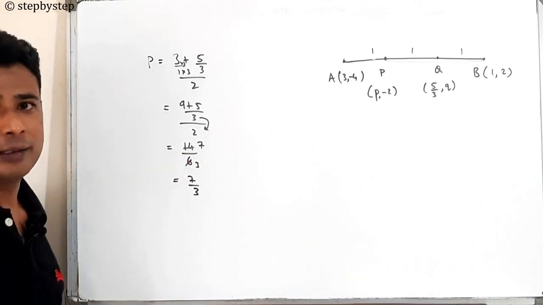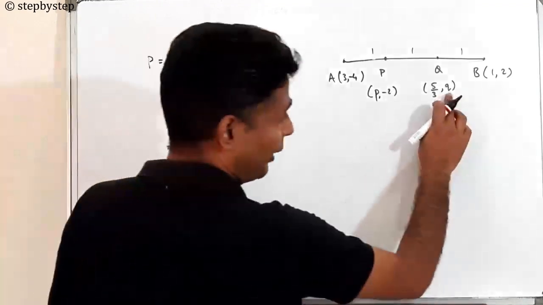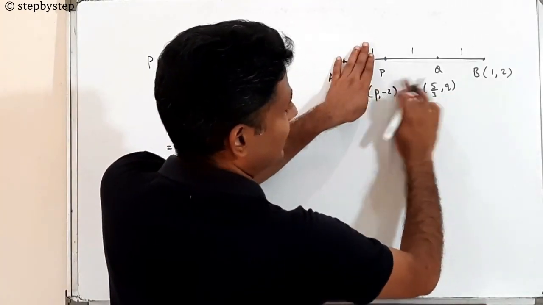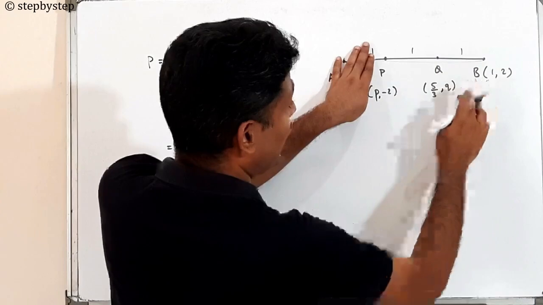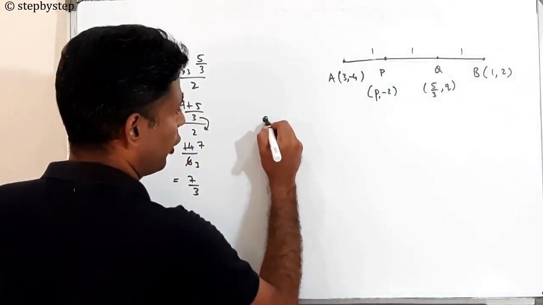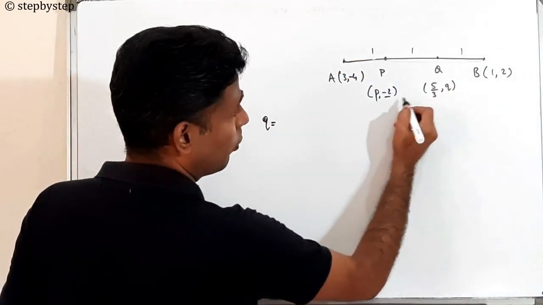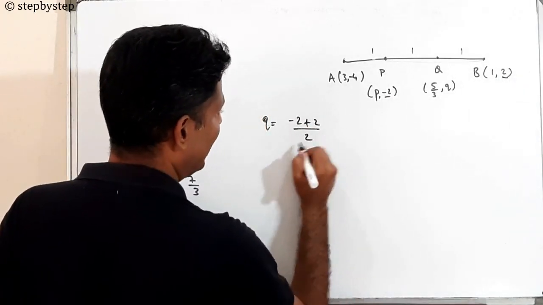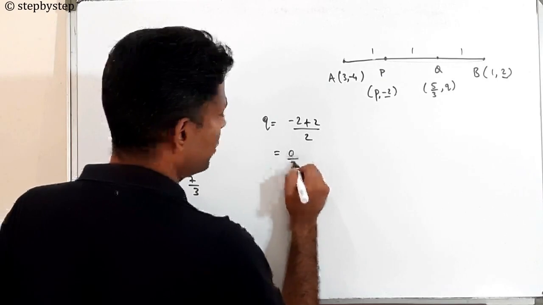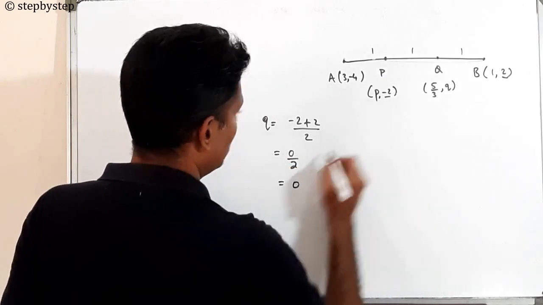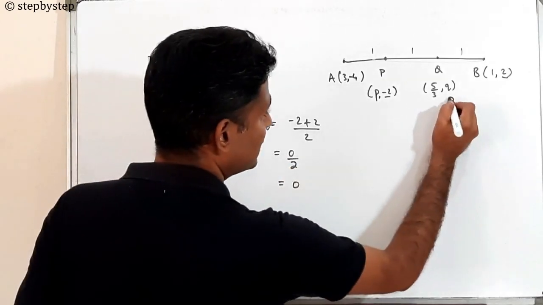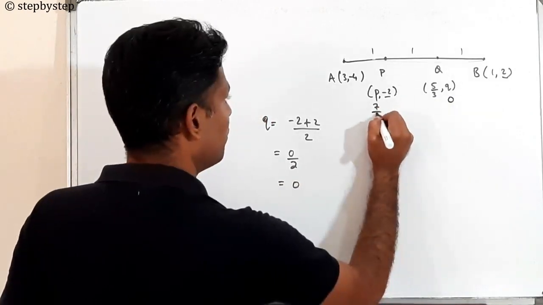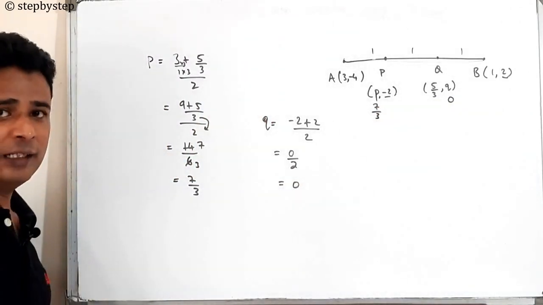7 by 3. Easy. Same way to find Q, I'll consider these 2 points. Q is the midpoint of P and B. So directly using the midpoint formula, I can take y1 plus y2, that is minus 2 plus 2, by 2. So that is equal to 0 by 2, which is 0. So the Q coordinate is 0 and we found the P coordinate as 7 by 3.